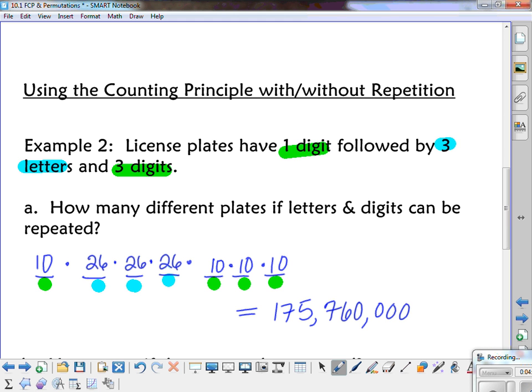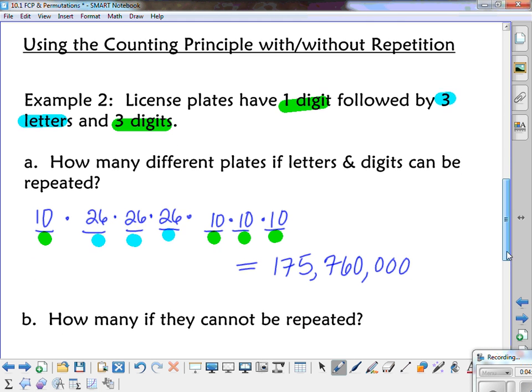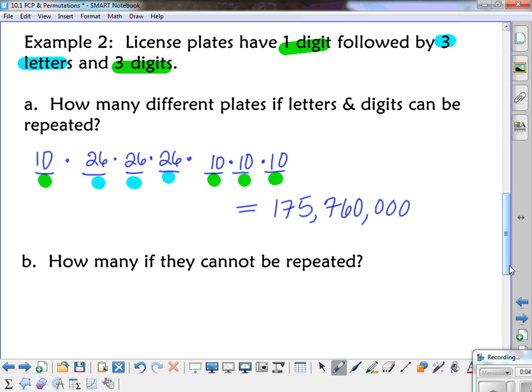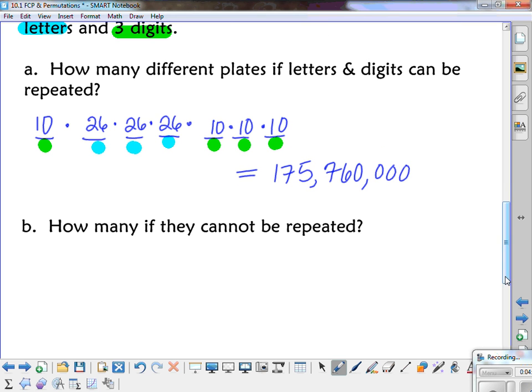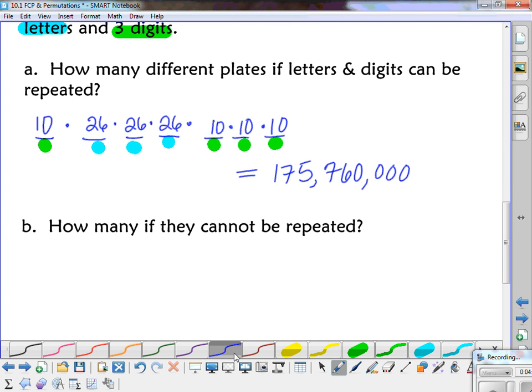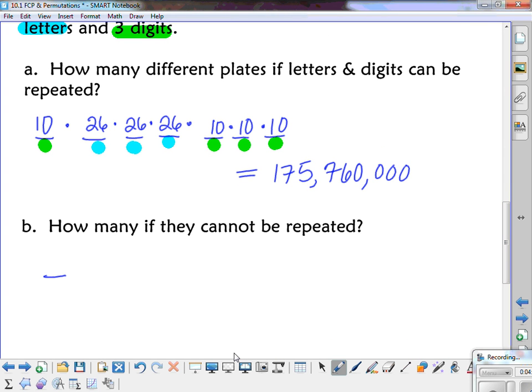Okay. All right. Well, suppose for some reason they decided they didn't want to have anything repeat. They wanted to have every single item on the license plate be something different. No repeated letters, no repeated numbers. Well, then what happens is, we still have our digit, our letters, our digits. So when we're first starting out, we have 10 possibilities for our numbers, right? But now I've used one of them up, haven't I? So how many numbers are left?